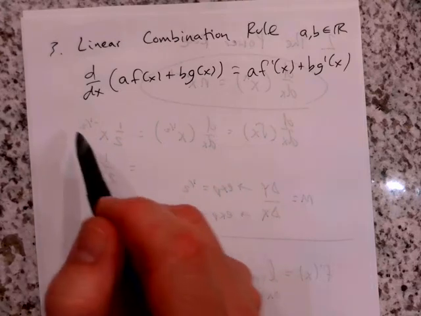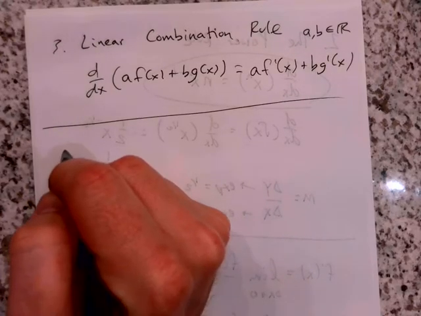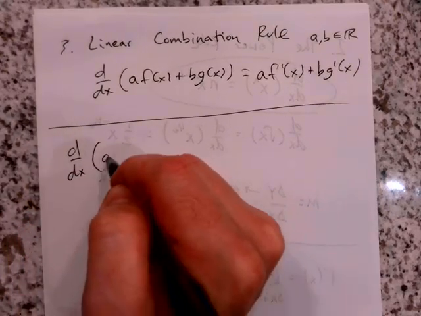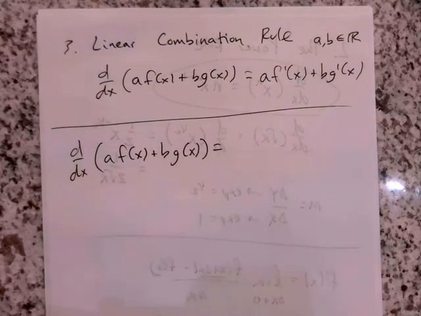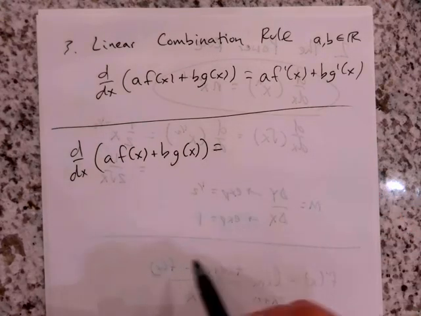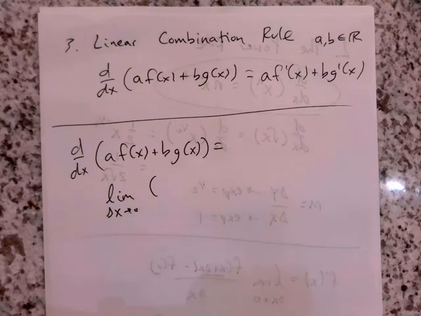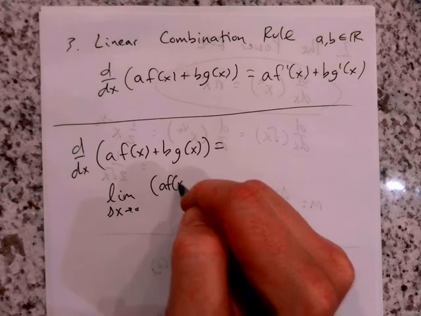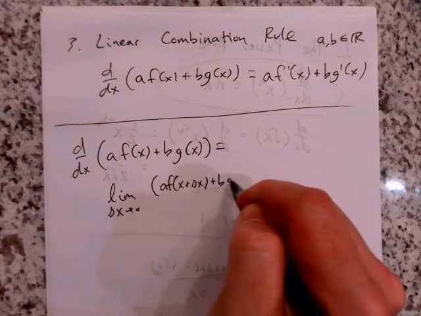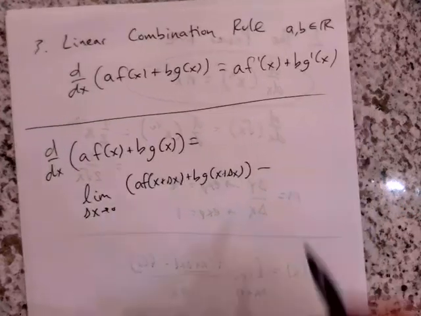The proof of this we'll use the limit definition for. So we start with the derivative of a times f plus b times g. We then use limit notation to express the derivative. So the limit as delta x goes to 0 of the function when you plug in x plus delta x, so when we plug in x plus delta x, it gives us this into our function, minus just the function when you plug x into it.